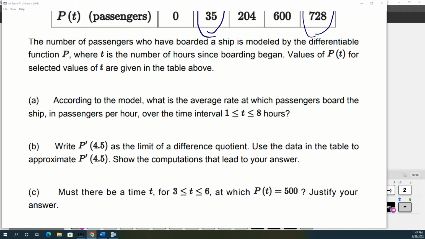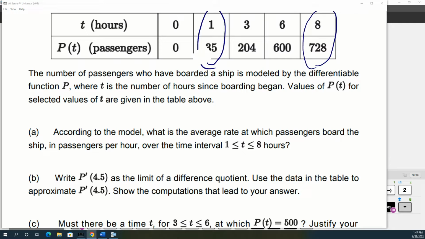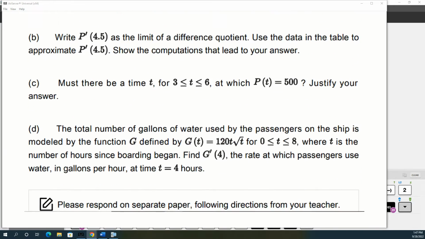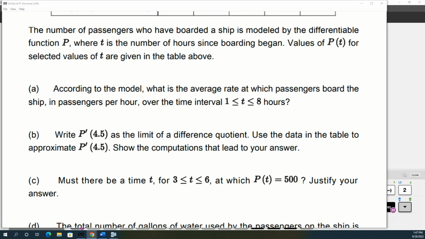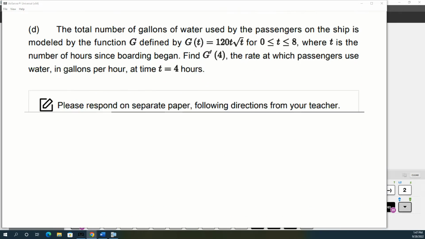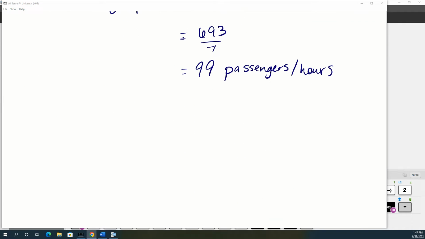All right, and then for B. B says to write P prime of 4.5 as the limit of a difference quotient, and then use the data in the table to approximate it. All right, so you have two choices for P prime of 4.5. There's two limit definitions for a derivative. So it's up to you which one to use.